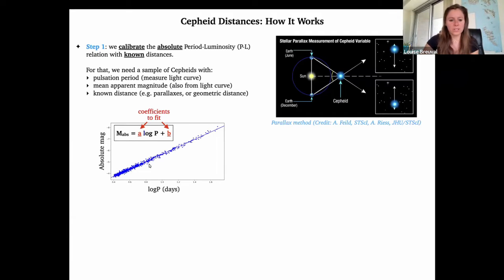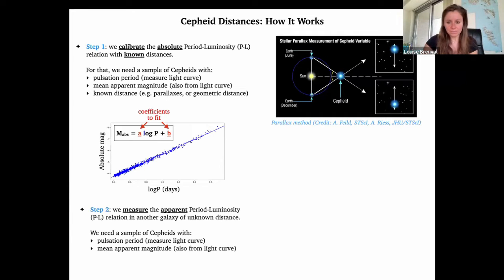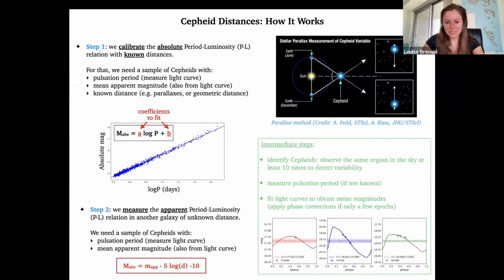All right, so when you have this absolute calibration, then you pick a galaxy you want to measure the distance to. What you need is, again, the pulsation period and apparent magnitude. Just by comparing absolute and apparent magnitude, you get the information of the distance. So it sounds quite easy, but there are many steps that I didn't show you, which are also very important. Intermediate steps. For example, first you have to identify the Cepheids.